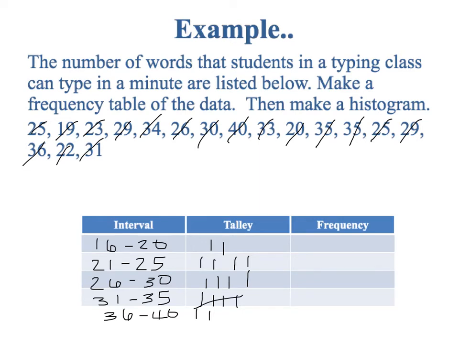Okay? So this was the interval that I picked. I decided to go by 5, so 16 to 20, 21 through 25. Then I tallied up all the numbers that fit in that interval. Now for the frequency, I'm going to count my tallies, which makes it easier to make my histogram. So there's 2 tallies here, 4, 4, 5, and 2. So these are the numbers that I'm going to use to make my histogram.